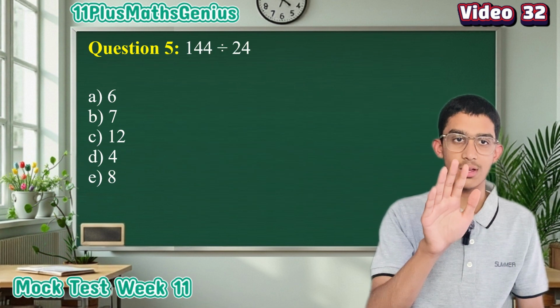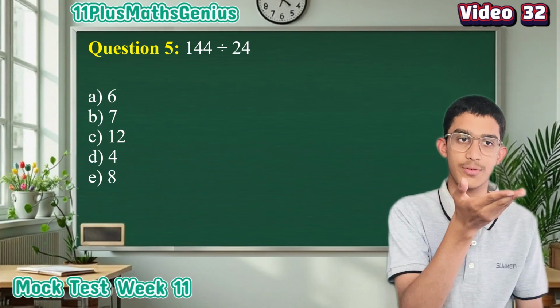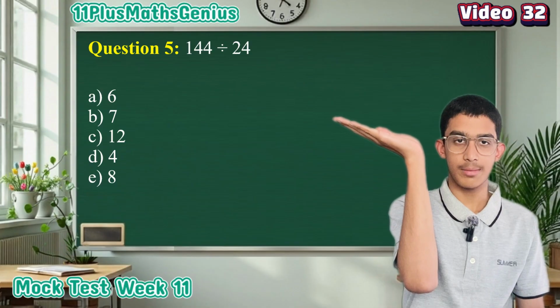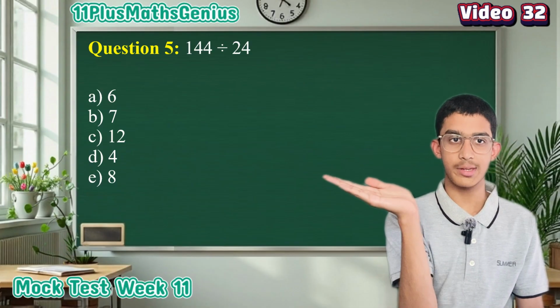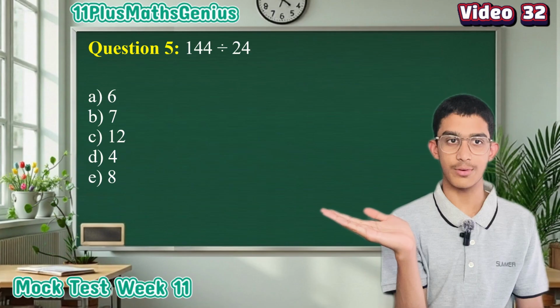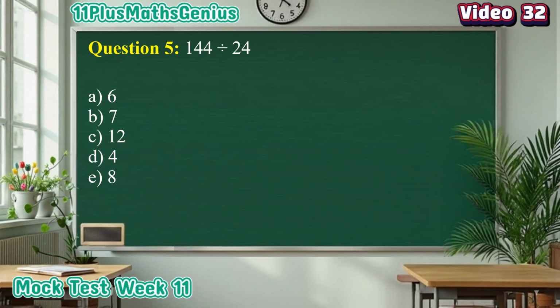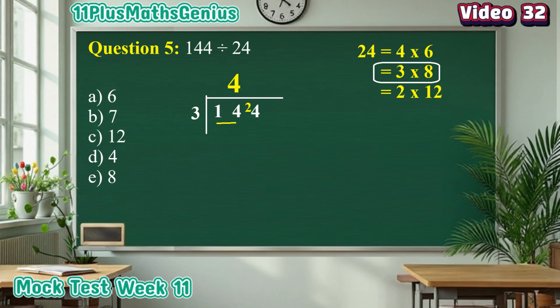Question 5. 144 divided by 24. Is it A. 6, B. 7, C. 12, D. 4, E. 8? This is a bit complicated, so what I recommend you do is do the distributive law. So we separate 24 into 4 times 6, 3 times 8, or 2 times 12. You can pick whichever is easy for you. For us, we'll pick 3 times 8.